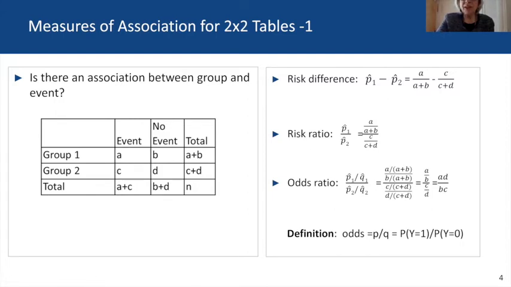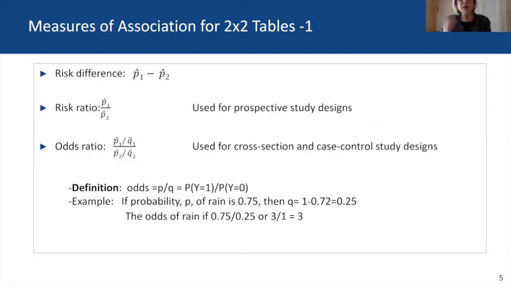So now that we've defined those measures of association, we can look at this slide, which reminds us that we have 3 different measures, but the risk ratio is one that is used for prospective study designs, in which we start out with the exposure, for example, and then look at the outcome of disease, whereas the odds ratio is commonly used for both cross-sectional study designs as well as case control studies.